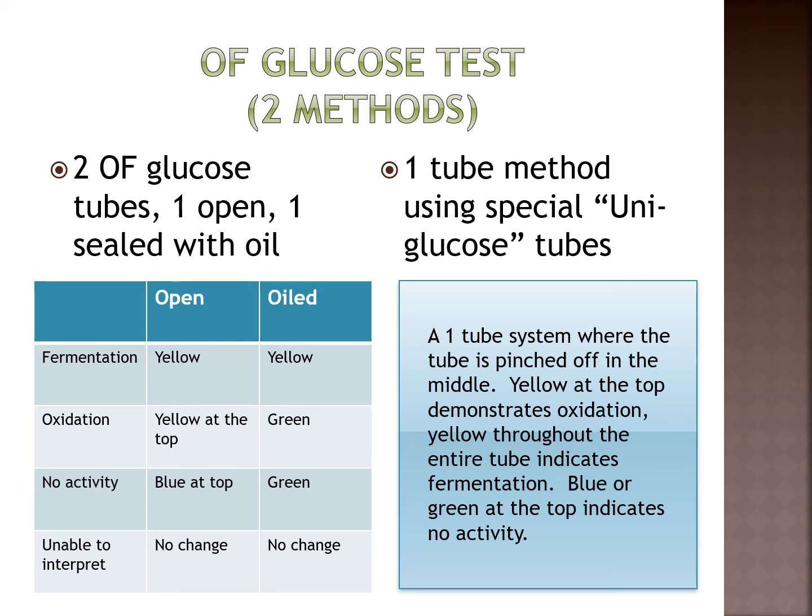Okay, there's also another type of method called the uniglucose tube, and this is a one-tube system where the tube is actually pinched off in the middle, and you can tell if you have a fermenter if the bottom turns yellow or an oxidizer if it turns yellow at the top.